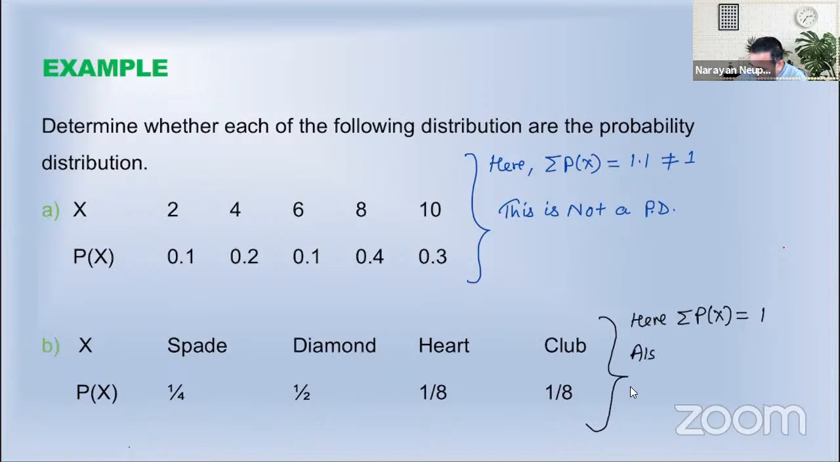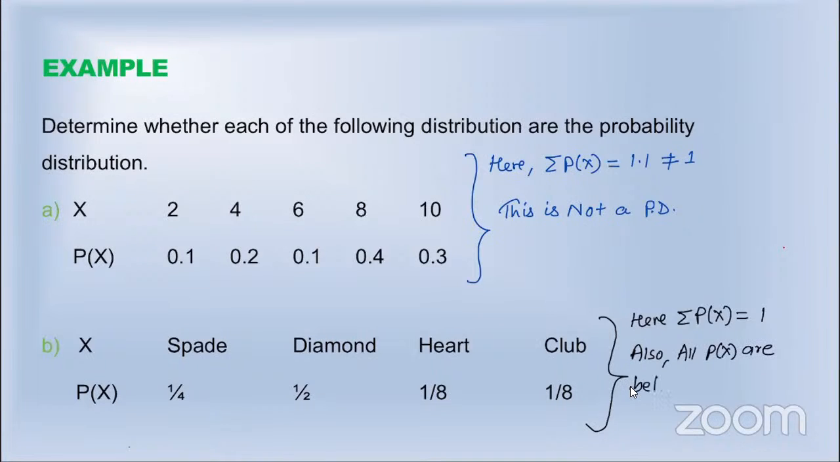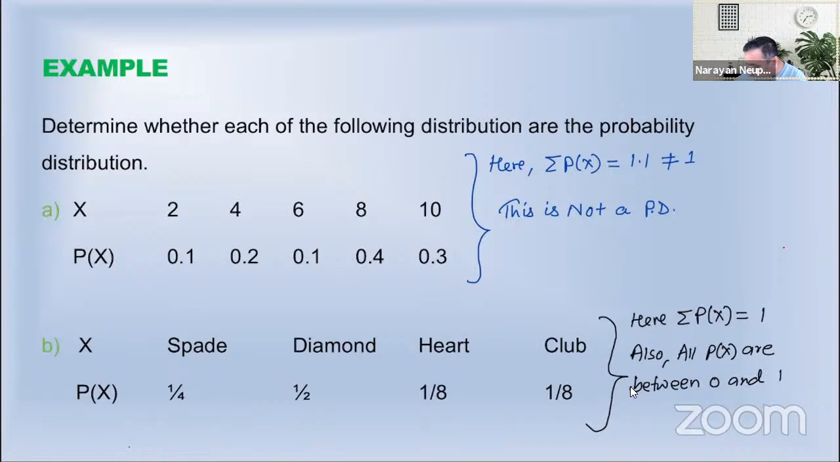If you look here, all these probabilities, 1/4, 1/2, 1/8, 1/8, are between 0 and 1. Also, all P of X, all probabilities are between 0 and 1. The sum of all probabilities is 1, and all these probabilities are between 0 and 1. So is this a probability distribution? Yes. This is a probability distribution.